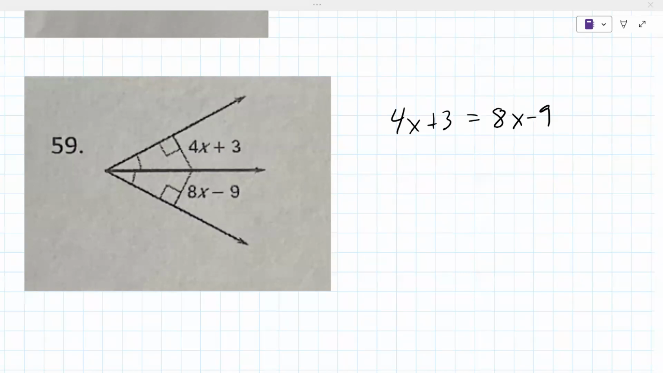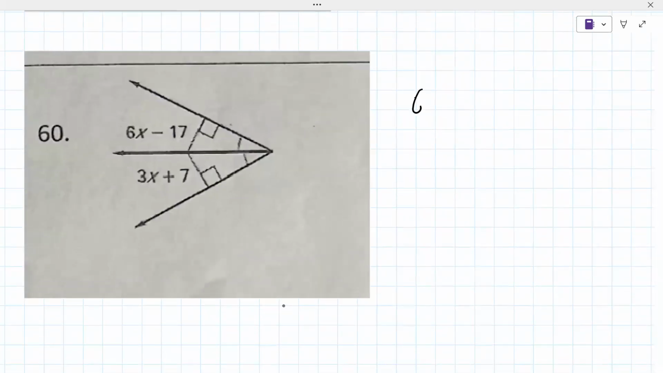Plus X equals 3. It's 3. Last one here for this grouping. Same thing. You're going to solve for X. Set the equations equal.